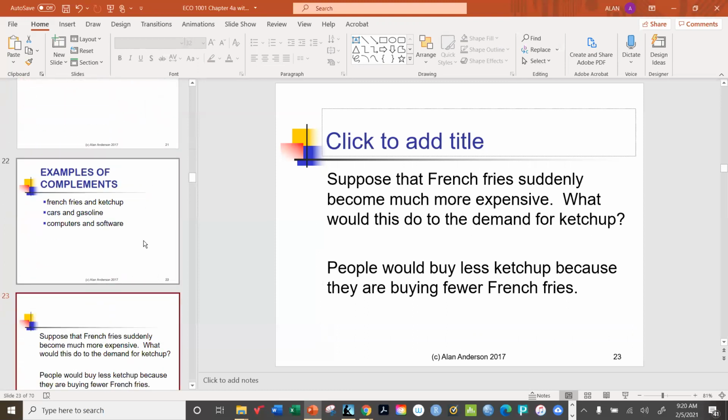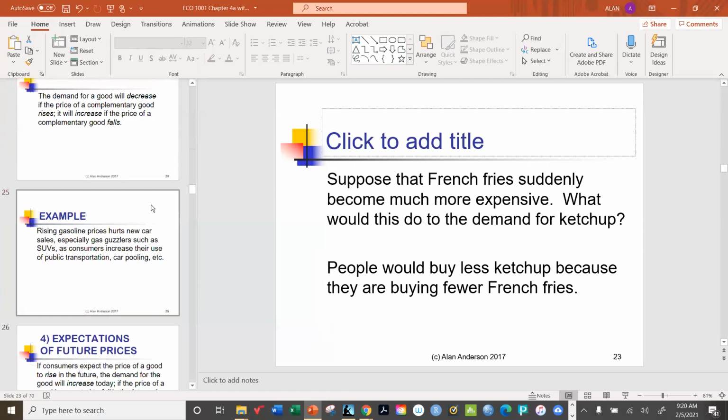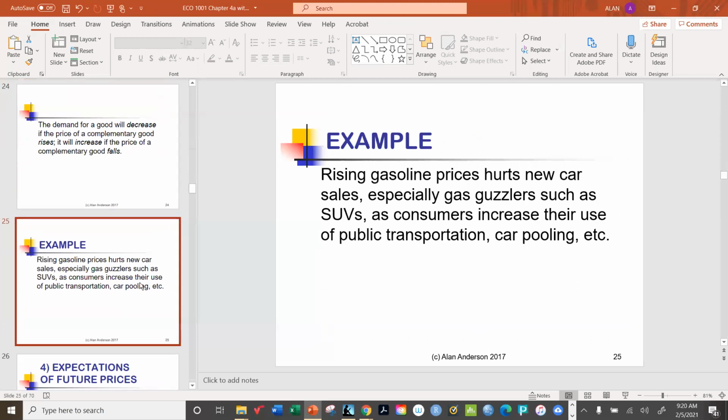Now, I did mention these are only for related goods. Here's a good one. Rising gas prices hurt new car sales, especially guzzlers like SUVs. And again, it's because gas and cars are complementary goods. If gas is more expensive, we're less likely to buy new cars. You can see that in the news when gas prices do go up, which they haven't in a long time. You see that new car sales always suffer because people are less likely to buy them.